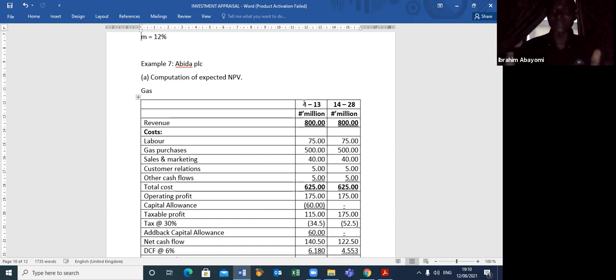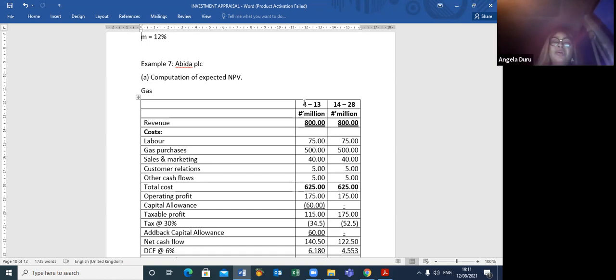Because capital allowance is for just 10 years, the first 10 years when the project starts is year 4 to 13. Counting from year 4, count 10 years, you have year 4 to 13. And the remaining 15 years will be year 14 to year 28. Is it clear now?